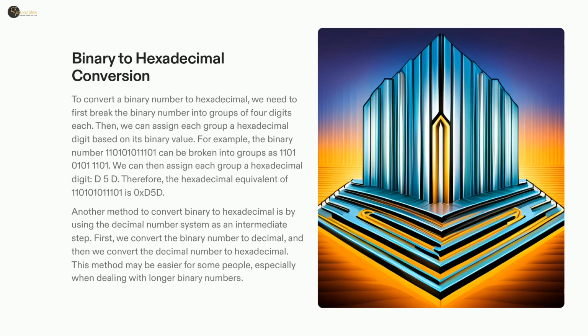Another way is to convert the binary number to decimal, then from decimal to hexadecimal, which may be easier for someone dealing with longer binary numbers. Understanding how to convert binary to hexadecimal is an invaluable skill that can help simplify computer programming and coding.